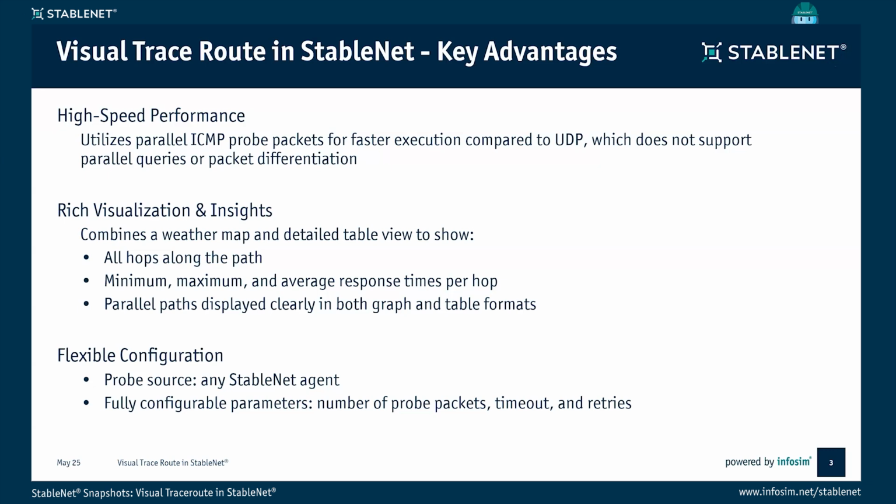In them you can see the minimum, maximum and average response times per hop, which is especially useful for performance analytics. And if there are parallel paths, like in a load balanced or redundant network, they all show clearly in both the graph and the table, helping to spot unexpected routing behavior.